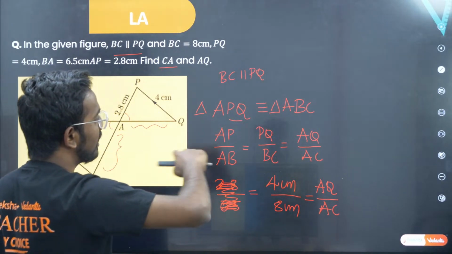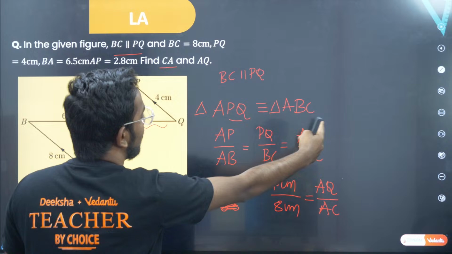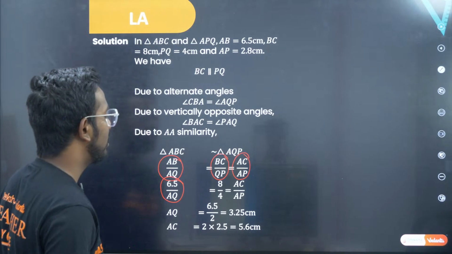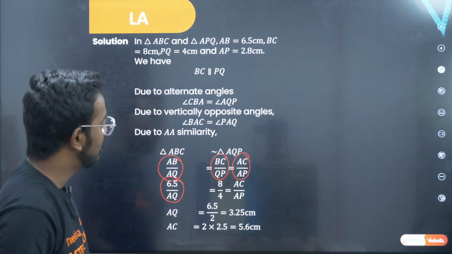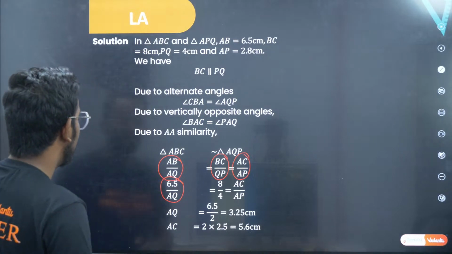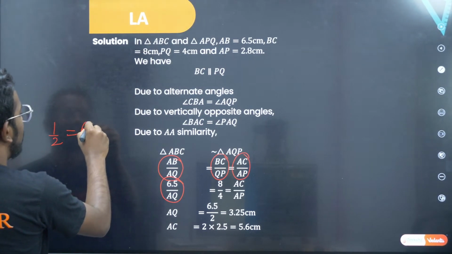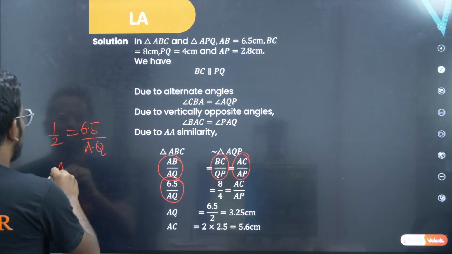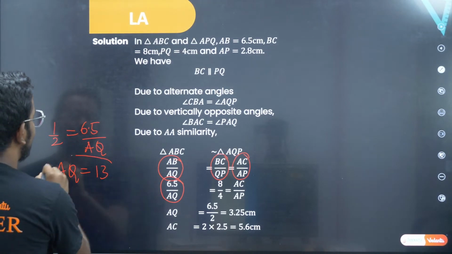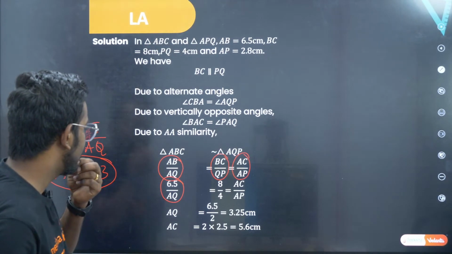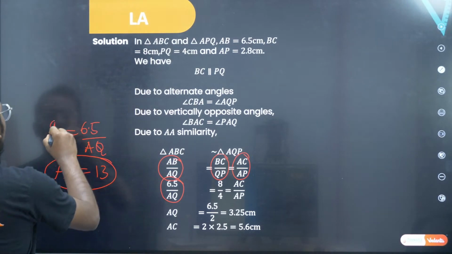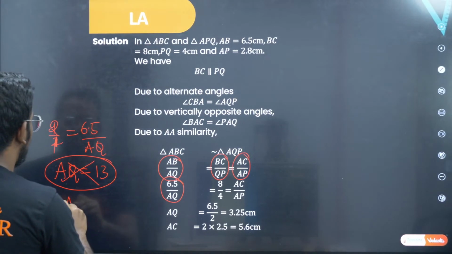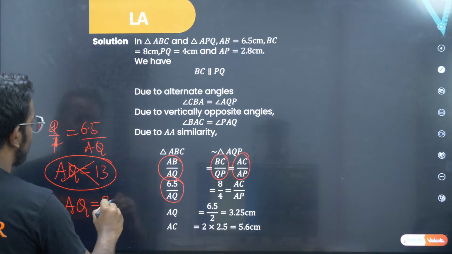What you can do is take AQ as one of the sides and AB as one of the sides. In that case, 6.5 by AQ can be written as 8/4 into AC by AP. So from here I can get AQ directly, that is half is equal to 6.5 by AQ. That will give AQ equal to 6.5 into 2, that is 13. Not 1/2, I think this is 2/1, I'm sorry. So 2AQ is equal to 6.5, or AQ is equal to 6.5 by 2, that is 3.25.